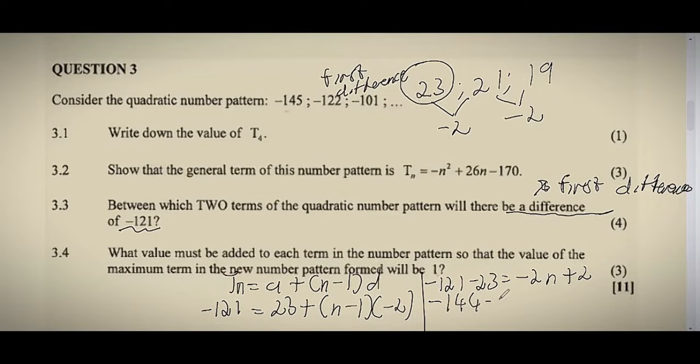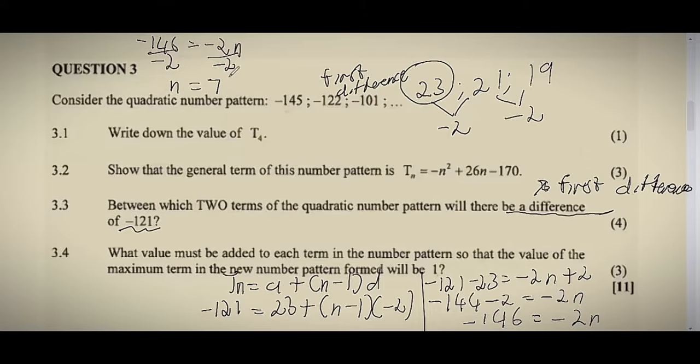Take this 2 over to the side. -2 is equal to -2n. Then this is -146, and that is equal to -2n. If we divide both sides by -2, then my n value is equal to -146 divided by -2.